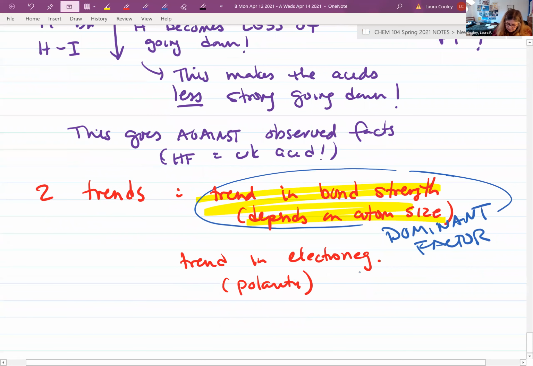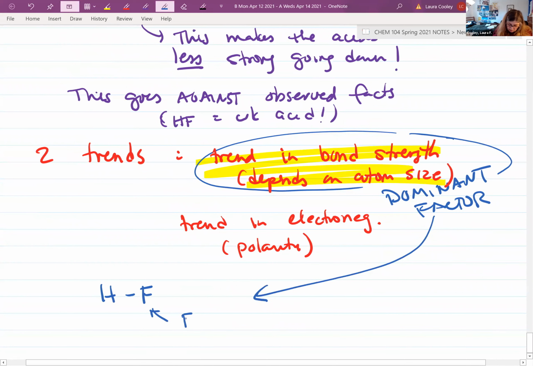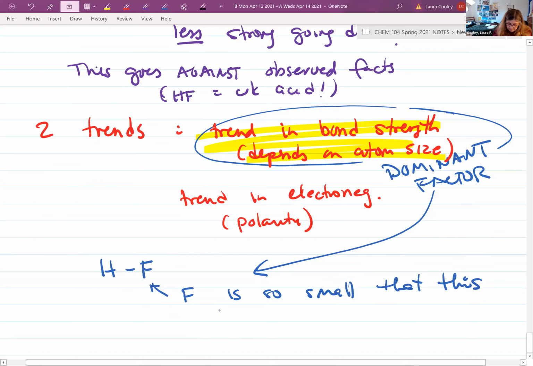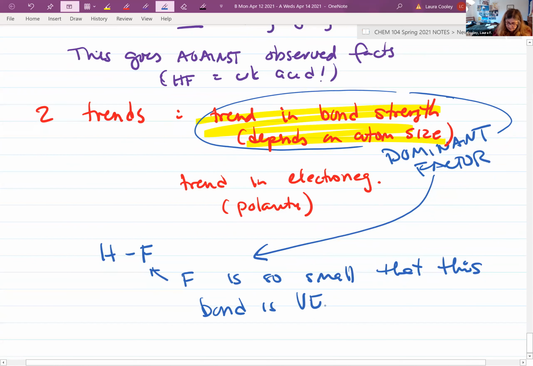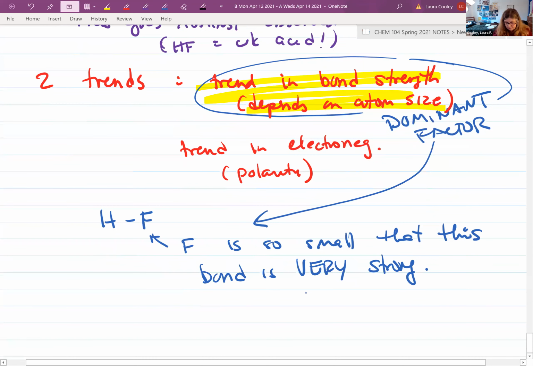Because F is so small, this bond in HF is just very strong, and F is not releasing that hydrogen.